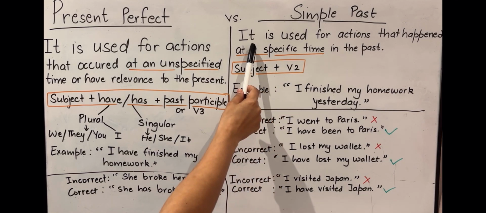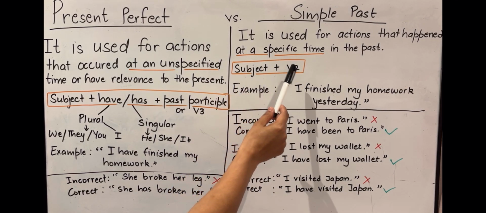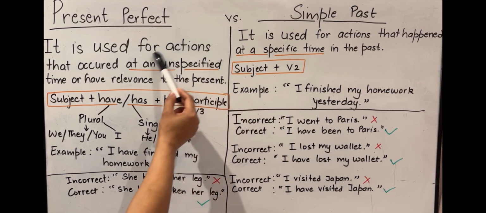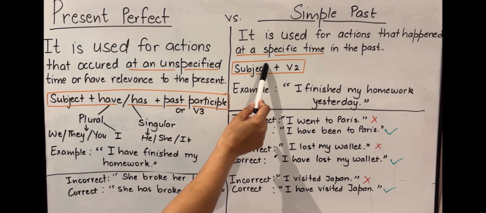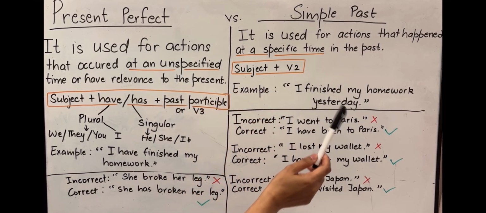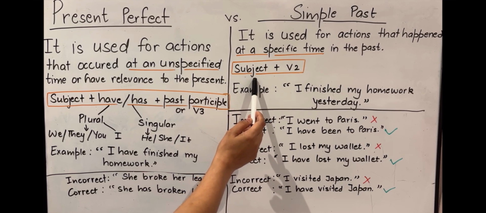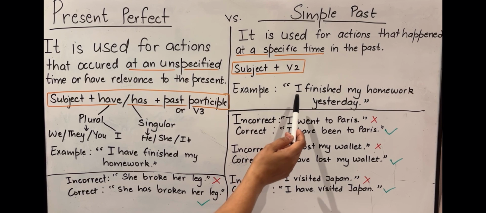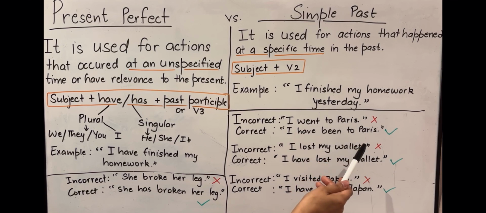Simple past tense is used for actions that happened at a specific time in the past. Now, if you can differentiate between the two of them, this happened at an unspecified time, you don't know when, but this happened at a specific time in the past, you know when the action happened. The rule for simple past is subject plus V2, which is your verb form 2. The example would be, I finished my homework yesterday. When you say yesterday, you're specifying when the work got finished.